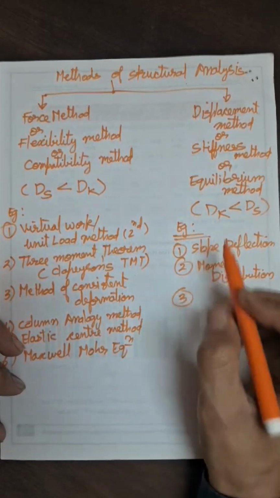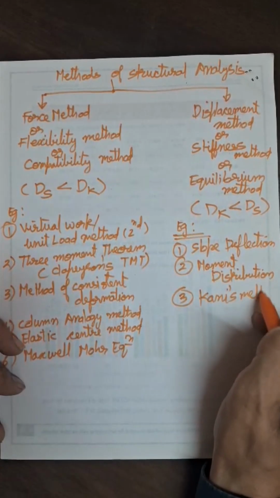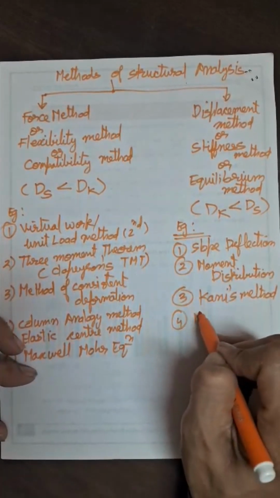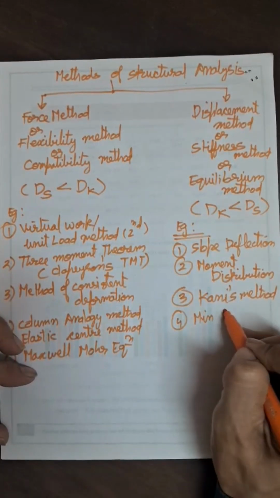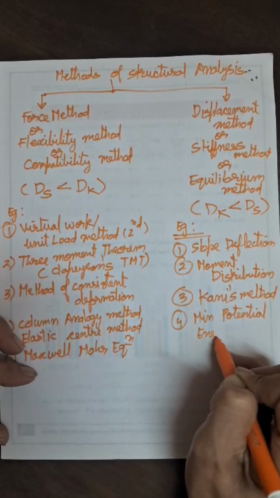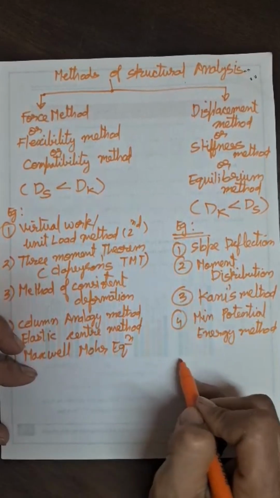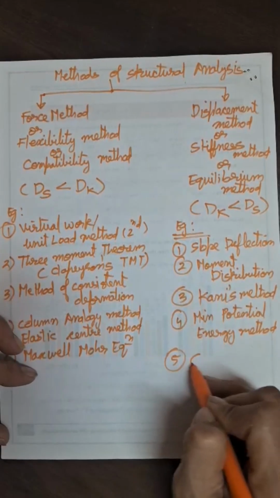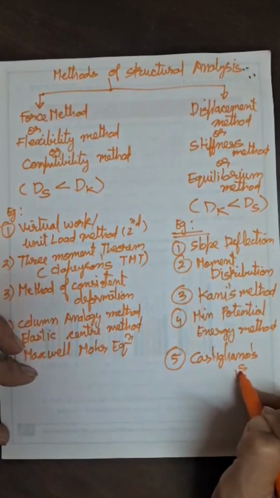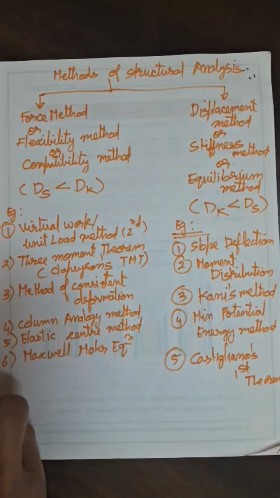Then one is Kani's method. Then minimum potential energy method. Here we are having Castigliano's first theorem. Okay, so the first theorem is exactly the opposite of the second theorem.